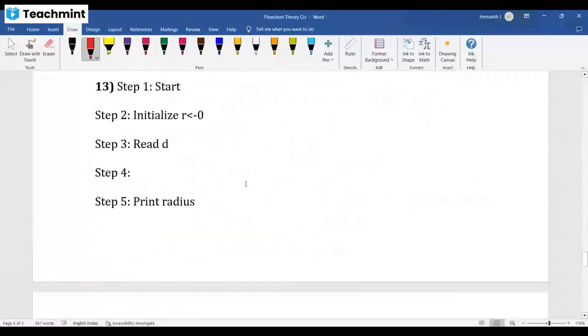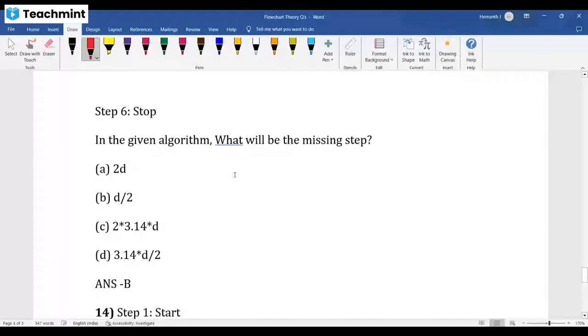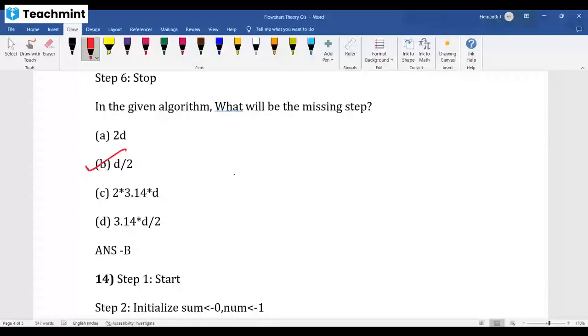And this is how we write the algorithm. Start, initialize r value equal to 0. The arrow means initializing r equal to 0. We are initializing read diameter, then radius equal to diameter by 2. Then I can print the radius, right? D is nothing but diameter. The step missing is d by 2: we have to divide the diameter by 2, then you can find the radius. This is how an algorithm will look.